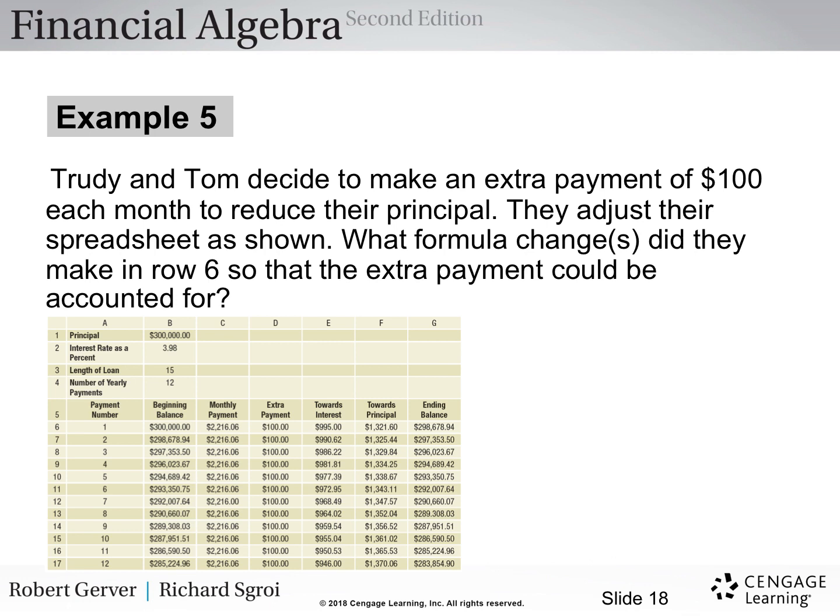So now they decide they want to make an extra payment of $100 each month to reduce their principal. In other words, they want to pay off their loan quicker. So they're going to add $100 every month and have that go towards principal. This is an additional $100 other than their regular monthly payment. They adjust their spreadsheet as shown. What formula changes did they make in row 6 so that the extra payment could be accounted for?